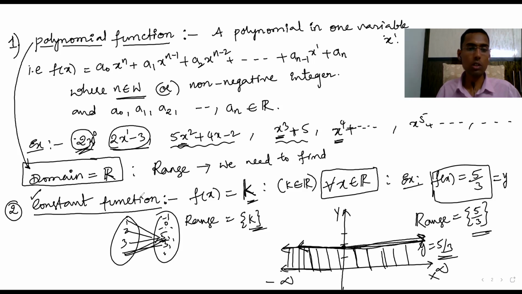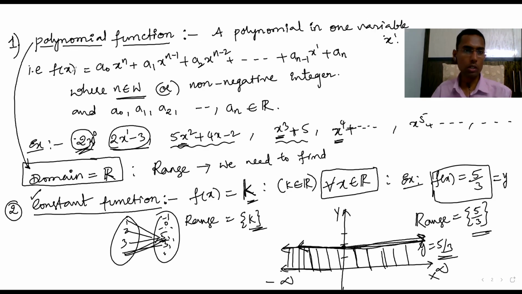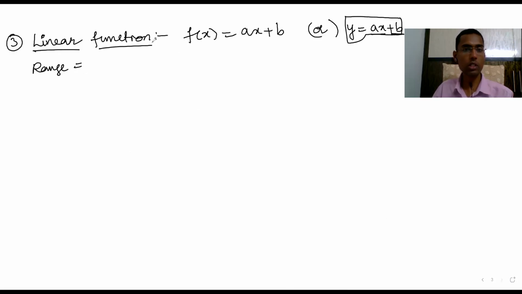So the first type is the constant function. The graph is this. Now I'm telling you the second type of polynomial function, that is the linear function. A linear polynomial is called simply a linear function. Constant function is a polynomial function. Linear function is a polynomial function. What is the range of this? Range is all real numbers. Domain is all real numbers anyway.